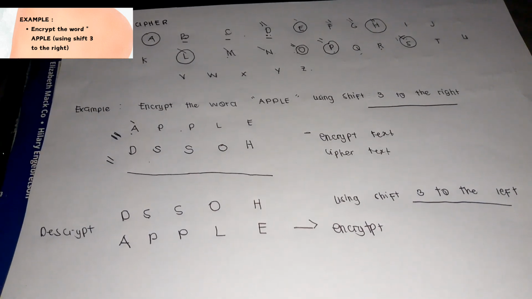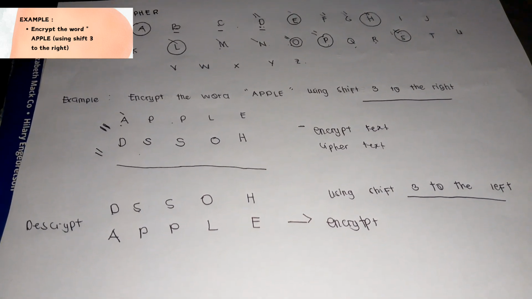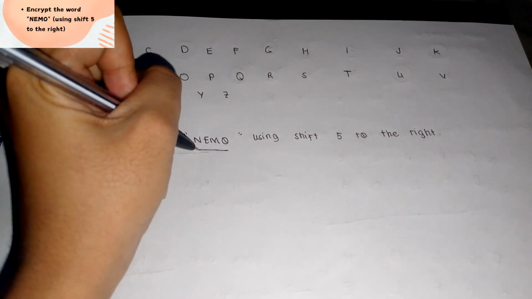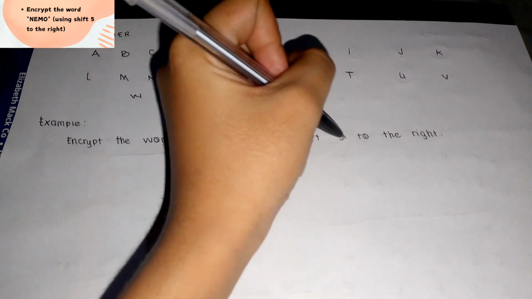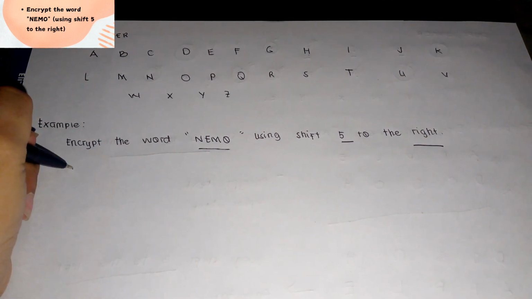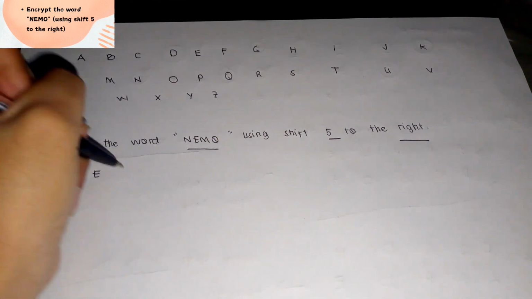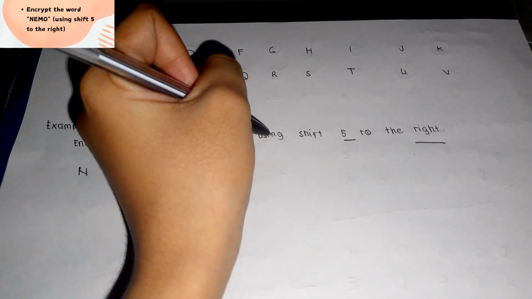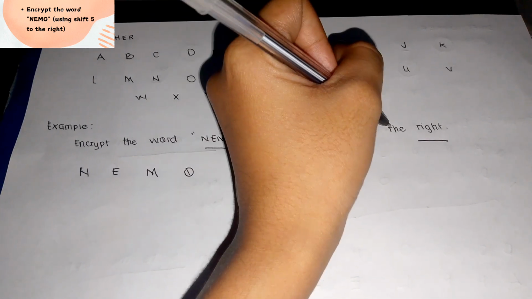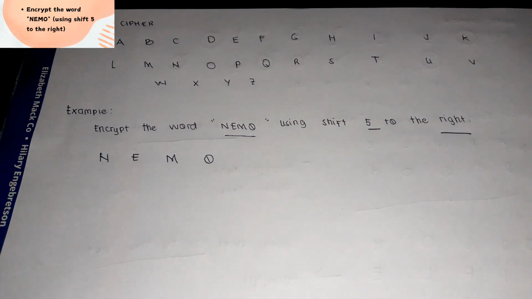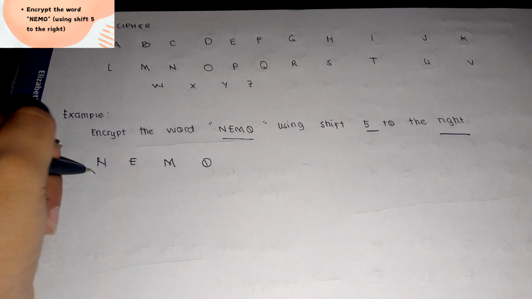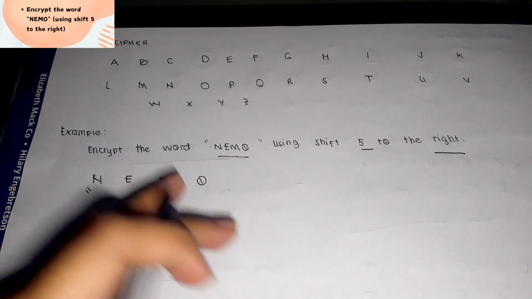That's the concept of shift cipher. Shift cipher: encrypt the word Nemo using shift 5 to the right. So, Nemo. We have to write it first, Nemo. And our key is using shift 5 to the right. Meaning, for the encrypted word, N, you have to spot it first in our alphabet.